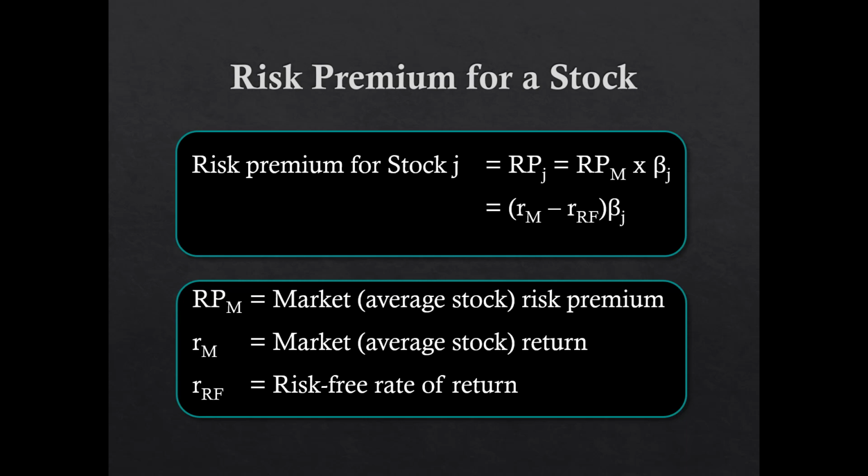The risk premium for a stock, and we're starting to get into the capital asset pricing model, which is going to be another fundamental component of finance. The risk premium for stock J, in this case, is equal to the risk premium of the market times the beta for stock J. And the risk premium for the market is the return of the market minus the risk-free rate. So you can see the definitions here. The risk premium for the market is the market average stock risk premium. R sub M is the average stock return or the market return, and R sub RF is the risk-free rate of return.